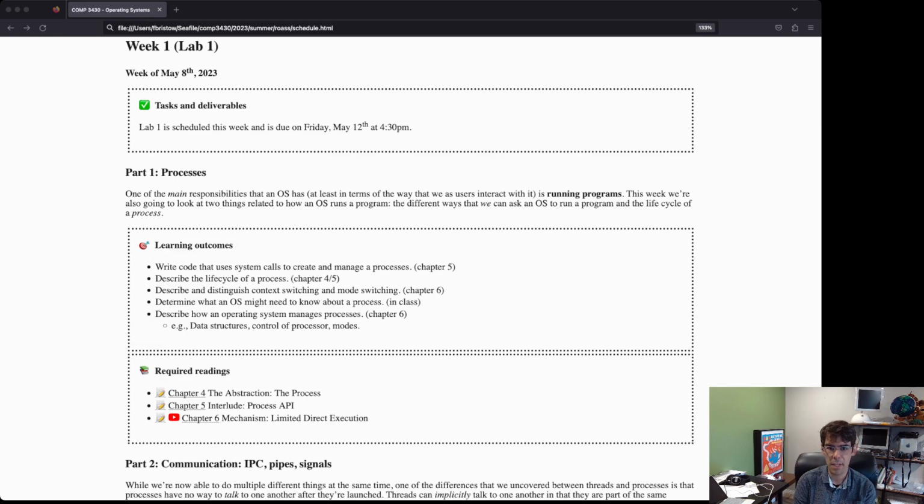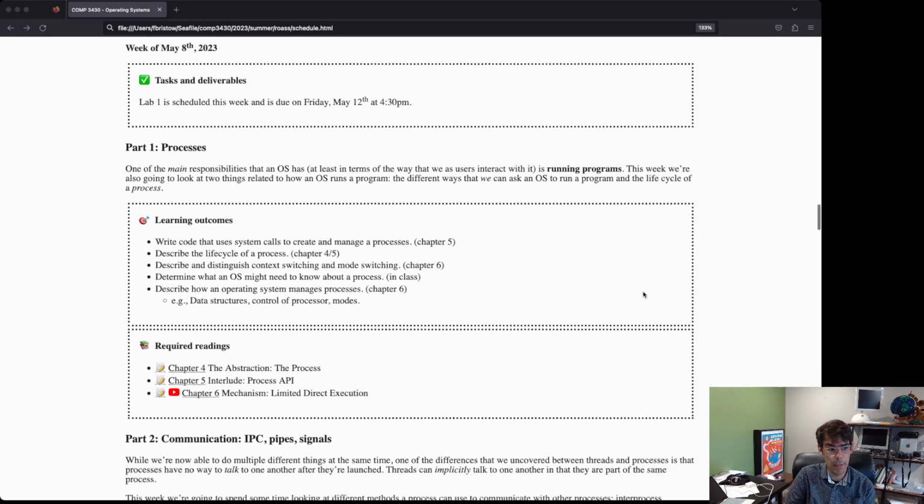Determine what an OS might need to know about a process, and describe how an operating system manages processes. To me, these things are very related to each other, and you would be assessed on that in something like a test or on a final exam.